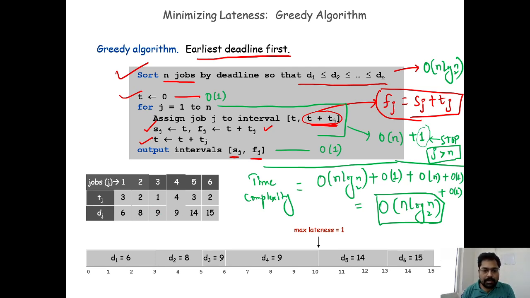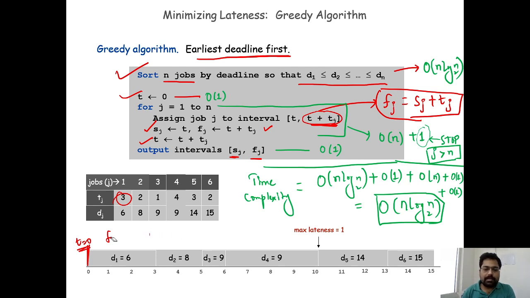Okay, here the earliest deadline we found is 6, because 6, 8, 9, 9, 14, 15, we sorted it first. Once we have sorted it, we are doing the job now. So here I have focused on 6, where t_j is 3. Before that we started from 0. So t started from 0, and next f of j is 0 plus t of j, which is 3. So f of j will be 3. It will complete within 3 seconds.